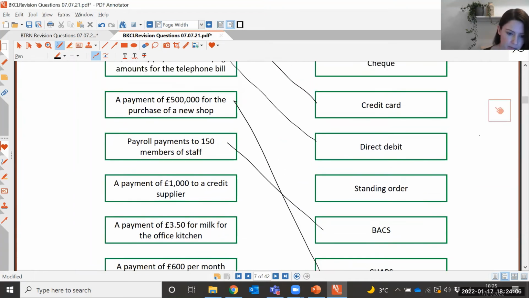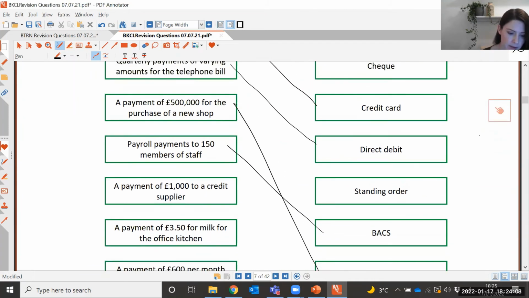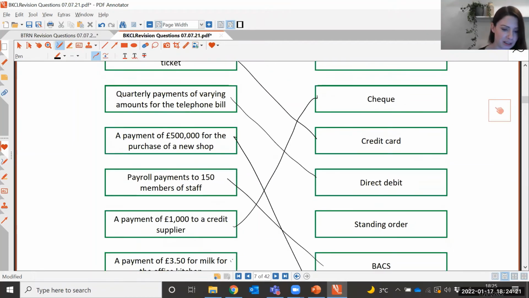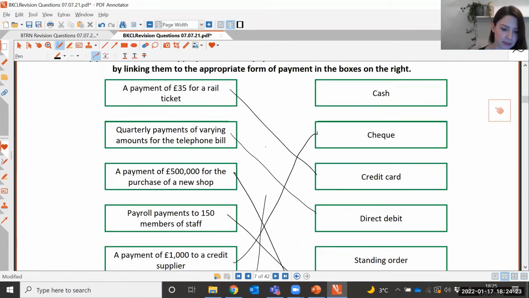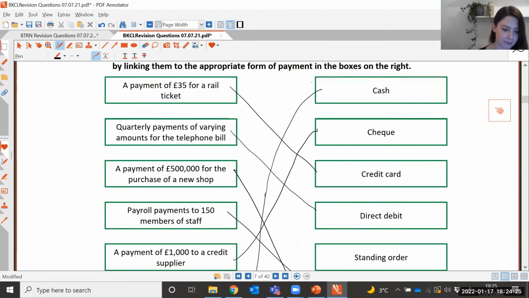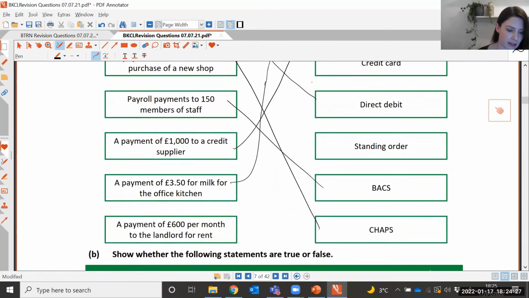Let me scroll up. So paying a credit supplier, yeah, check. A payment of £3.50 for milk. Yeah, so it's only a small amount. I think it was cash up at the top, yeah.